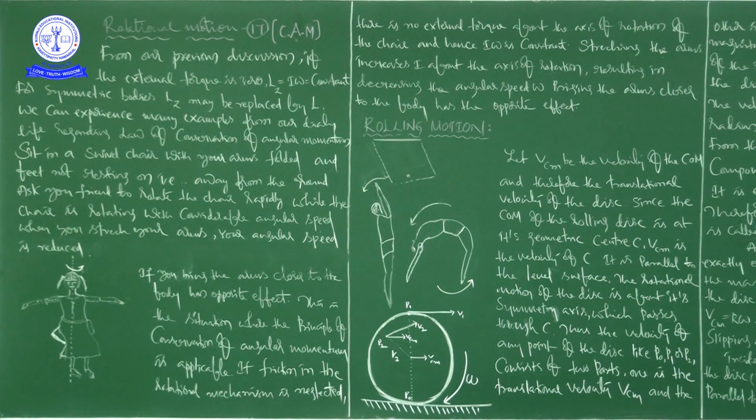For example, see here, a circus acrobat and a diver take advantage of this principle. You know who is the diver? When we are going for swimming in a well or pond, we are going to dive. When you are going to dive, we are taking the advantage of this principle, that is the law of conservation of angular momentum.